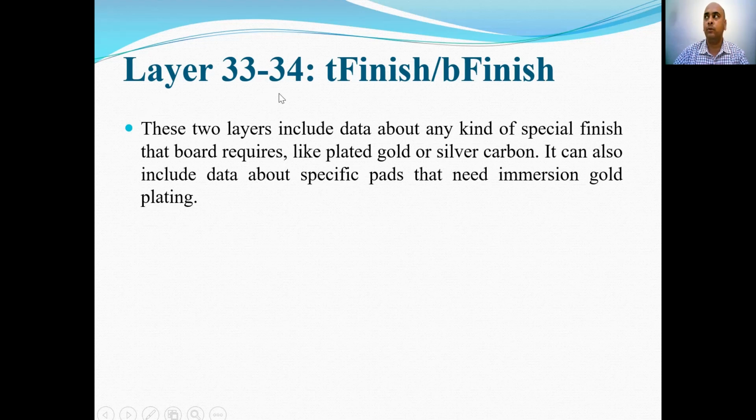Layer 33 to 34 is called top finish and bottom finish. These two layers include data about any kind of special finish that the board requires, like plated gold or silver carbon. It can also include data about specific pads that need immersion gold plating.